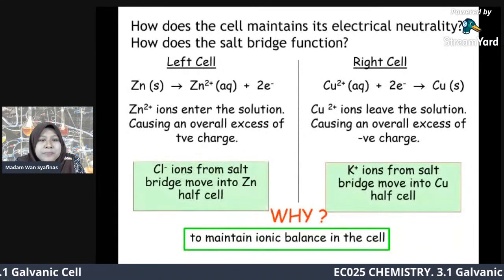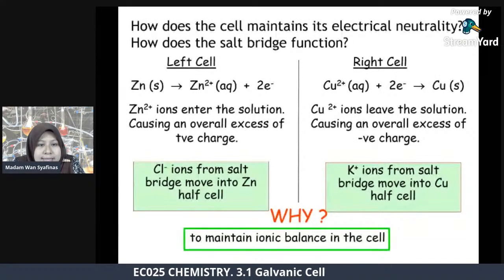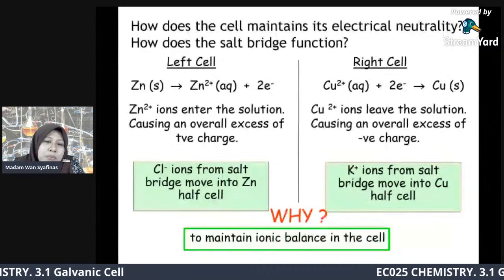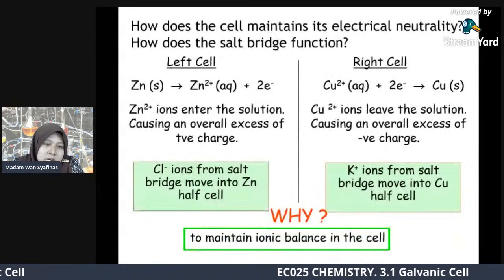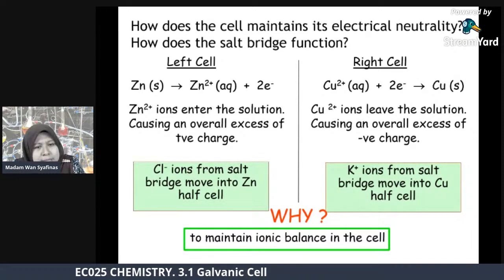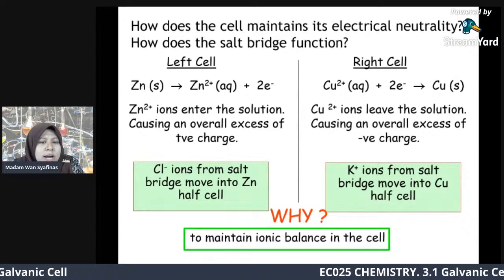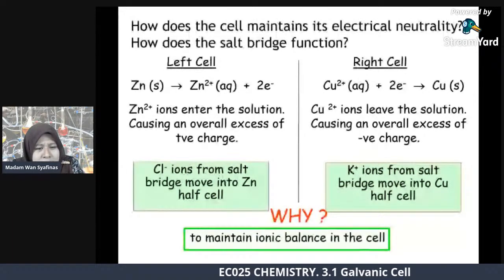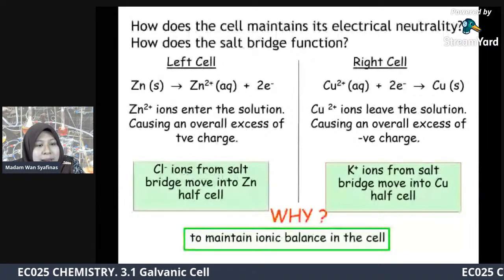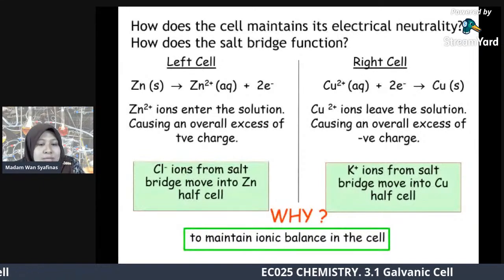We continue again. How does the cell maintain its electrical neutrality? How does the salt bridge function? For the galvanic cell, we have zinc and copper. For the left cell, we have zinc solid producing zinc 2+ aqueous plus 2 electrons. So zinc 2+ ions enter the solution, causing an overall excess of positive charge. So Cl minus from the salt bridge will move into the zinc half cell.